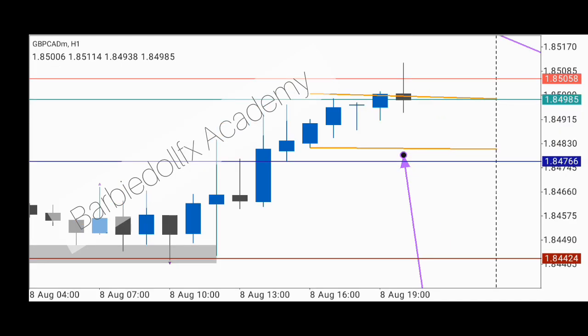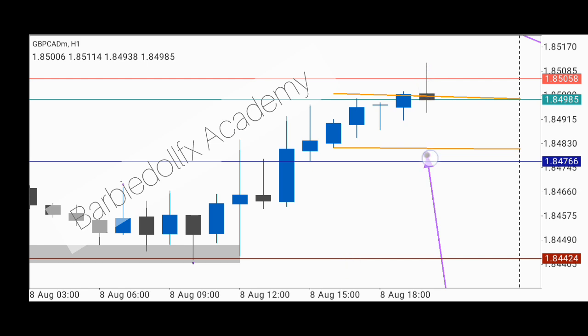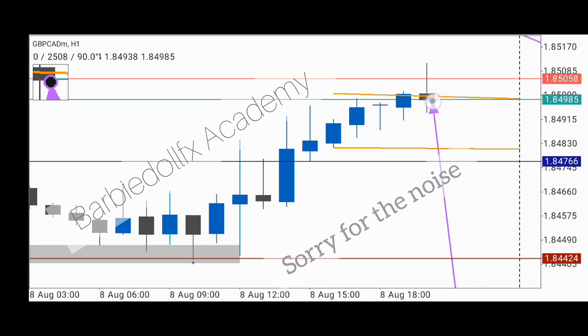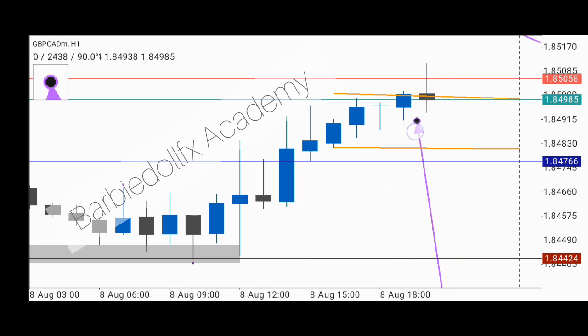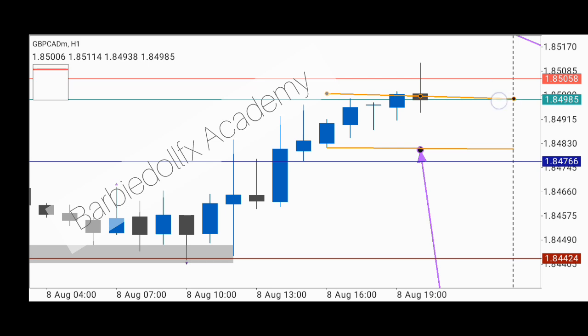You see on the 1 hour is a clear pin bar. It's a clear pin bar within the candle range highs and lows. Price closed back inside, because let me align it. Let me adjust it very well so that you understand what I mean.